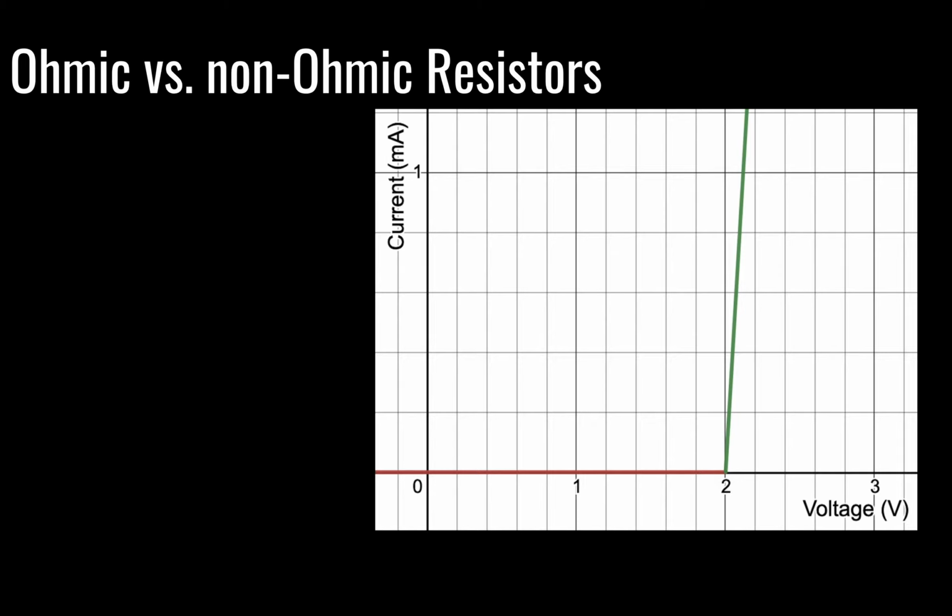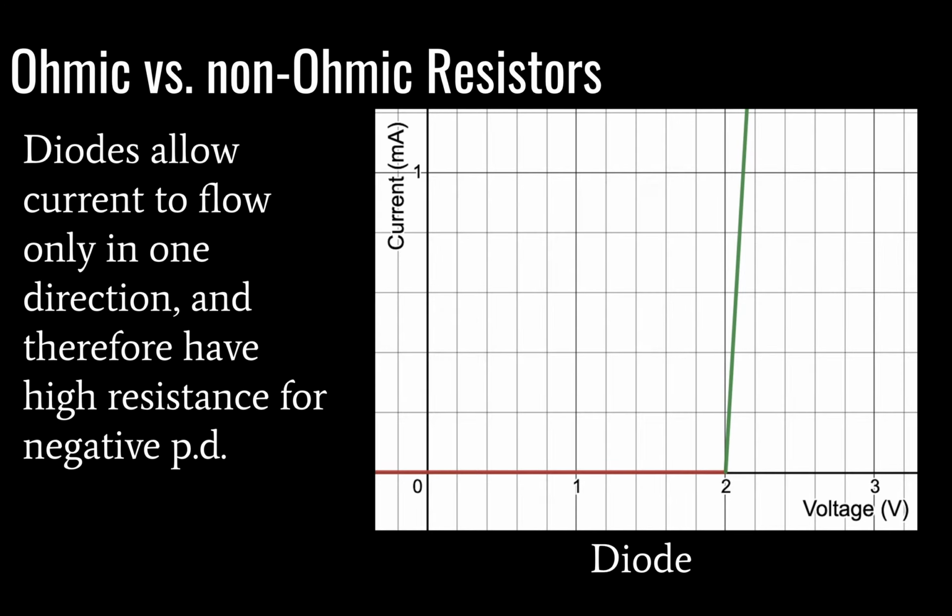Okay, here's another type of non-ohmic resistor. This non-ohmic resistor is called a diode. Okay, so diodes allow current to flow only in one direction and therefore have high resistance for negative potential difference. In this case, the diode we have here starts moving current at 2 volts or above, but more traditionally, this would be at 0 volts, and then we would see our nonlinear increase in current from the diode. Okay, so you can adjust the parameters of the diode to set the voltage to where you would like.